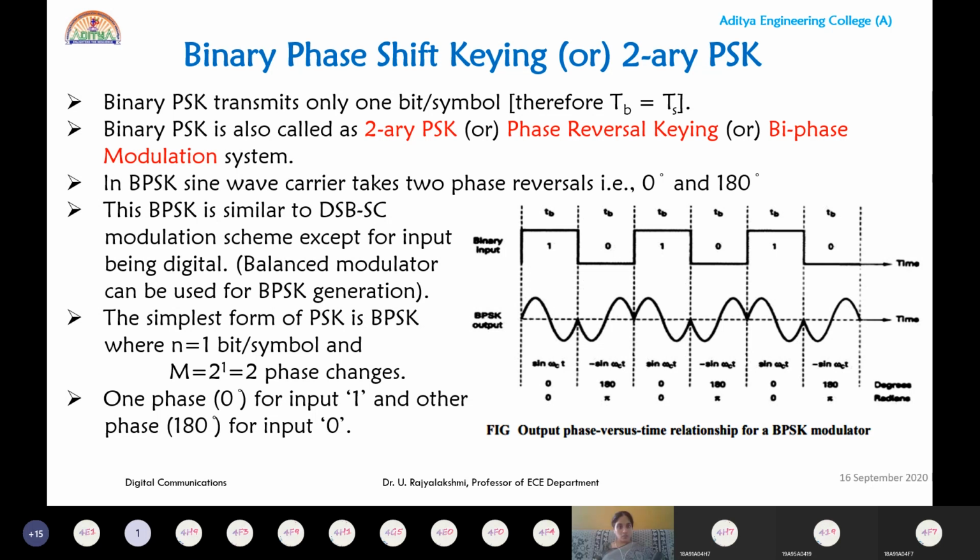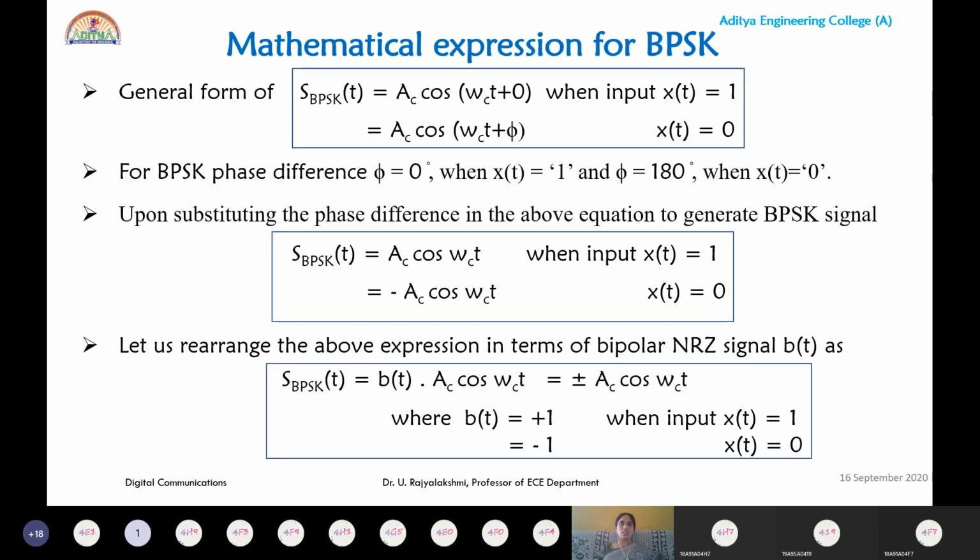Whenever the data bit is 1, we will have no phase variation, that is, the phase variation is 0 degrees or 360 degrees. But the phase variation of 180 degrees occurs for the data bit 0. Please substitute the values in the general equation, Ac cos omega ct plus phi. Phi is 0 when x of t is 1, so you directly get Ac cos omega ct. Whenever x of t is 0, it will be Ac cos omega ct plus 180, which is minus Ac cos omega ct.